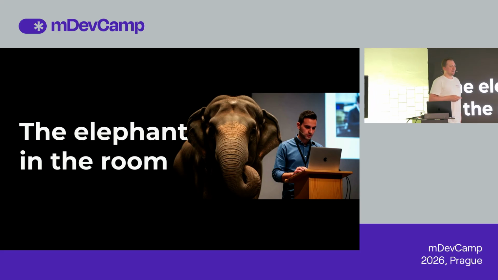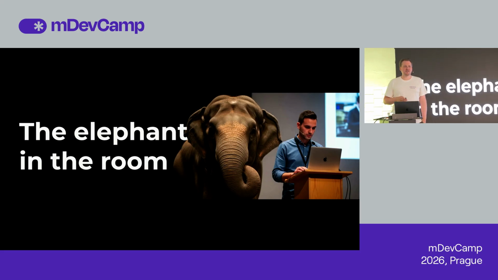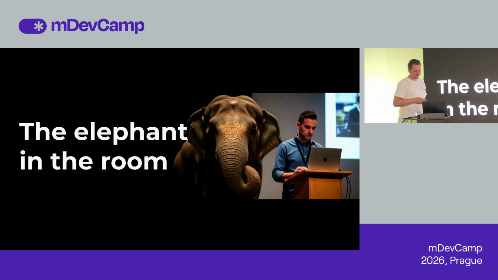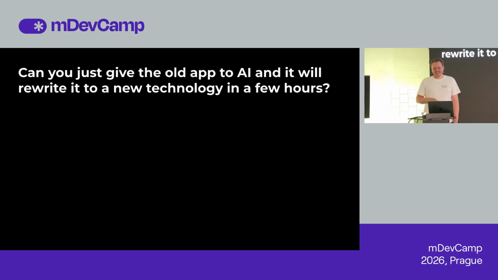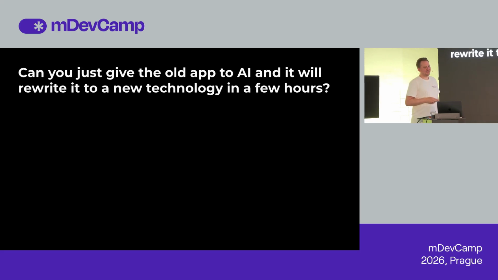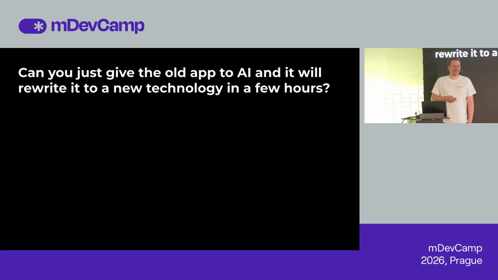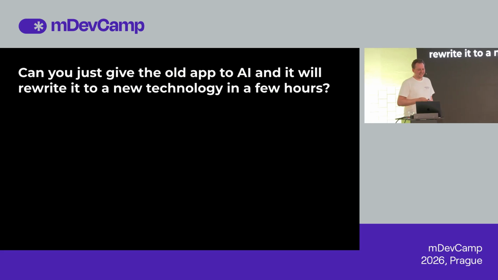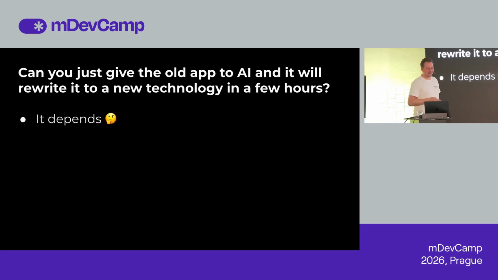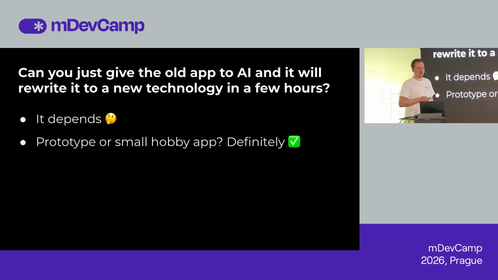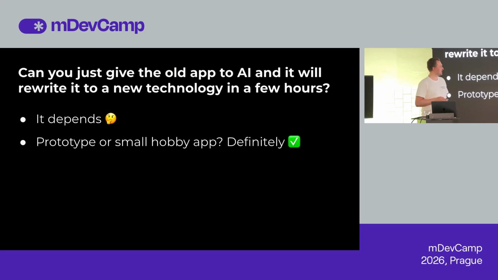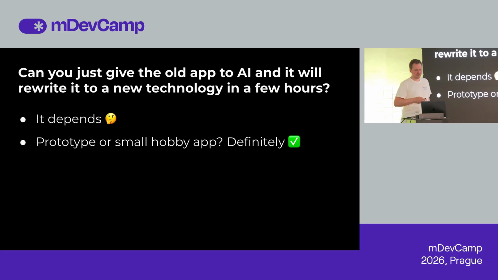So now I want to talk about the elephant in the room, maybe a question you are asking, because I haven't talked about AI, right? So the question is, can you just give the old app to AI and it will rewrite it to new technology in hours? So the answer is it depends. If you have some prototype or some small hobby app, definitely. The models are good, they can do it quickly, magically.